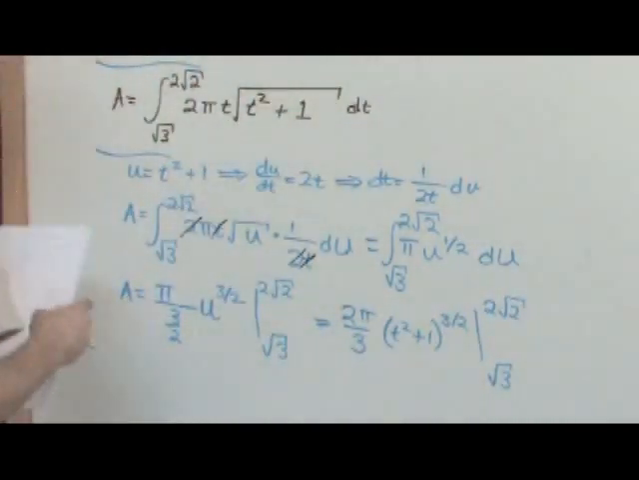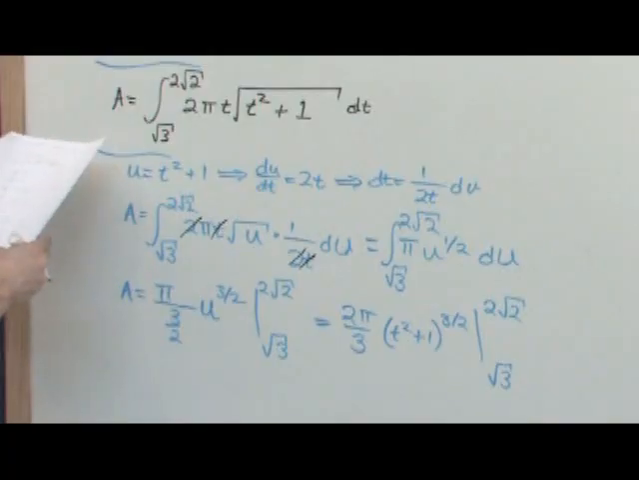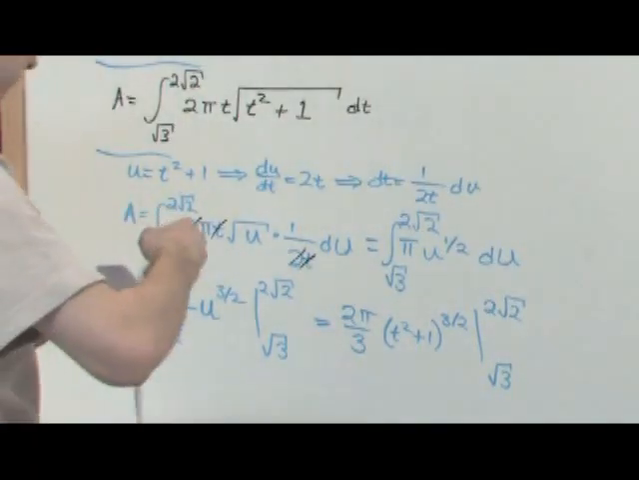So the final thing I'm going to get here is 2 times the square root of 3, t squared plus 1 to the 3 halves, integrated over my limits from square root of 3 to 2 times the square root of 2. So I'm going to continue over there, and we're going to do that.